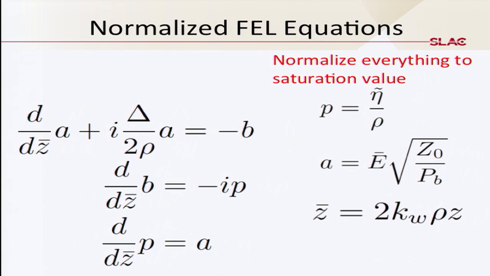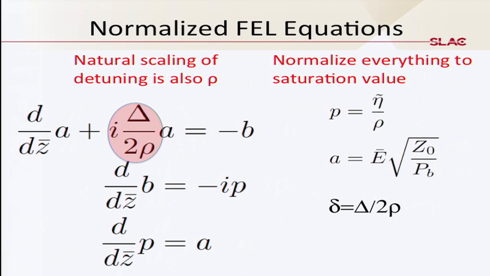The reason I'm showing you this is that the only thing we haven't assigned its own letter is this quantity here. It's your detuning, delta k, so the radiation frequency minus the resonant frequency, divided by the resonant frequency, divided by 2 rho. If you don't have to do any math, you just look at this and you understand that the bandwidth of the free electron laser is of order rho. Whatever makes these equations look pretty also gives you the scale of the quantities involved.